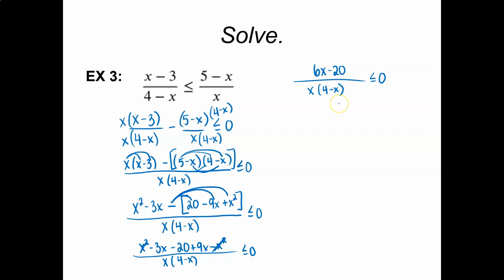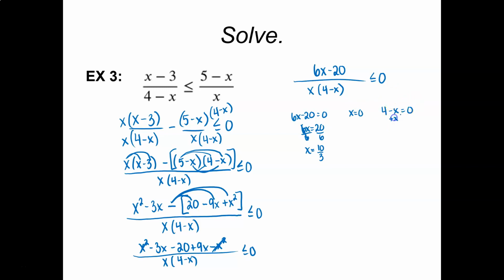So, from this point, it's the same as we've done before. We're going to have 6x minus 20 equals 0, so that's 6x equals 20. We'll divide by 6. So x will equal, so that'll reduce to 10 thirds. And then we'll get x equals 0, which is just x equals 0. And then we'll get 4 minus x equals 0.